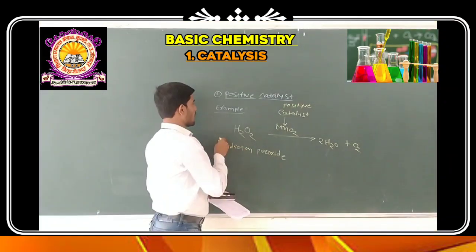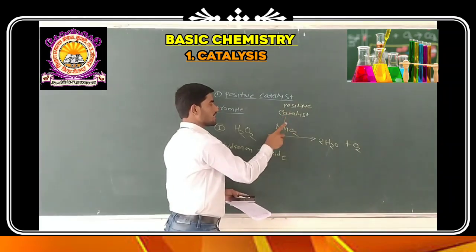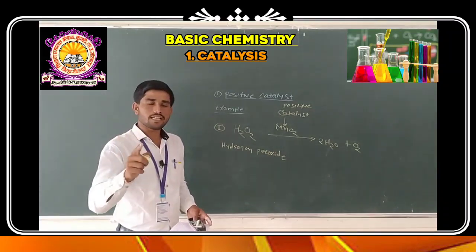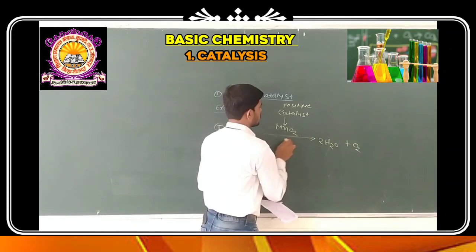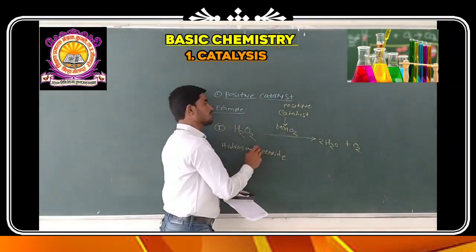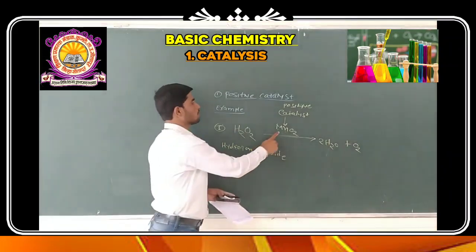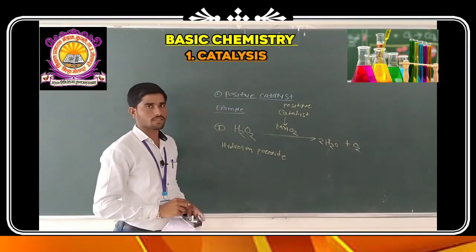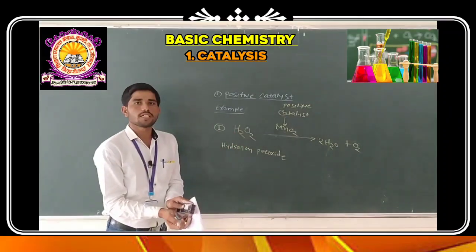So in this reaction, MnO2 is a catalyst. Another very important thing is that the catalyst is always represented on the arrow. Here the arrow is present, and above this arrow the catalyst is written, and the role of this MnO2 is to increase the rate of chemical reaction. So this is the best example of a positive catalyst.